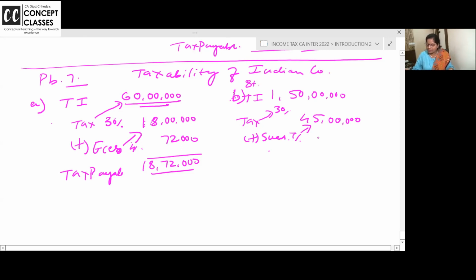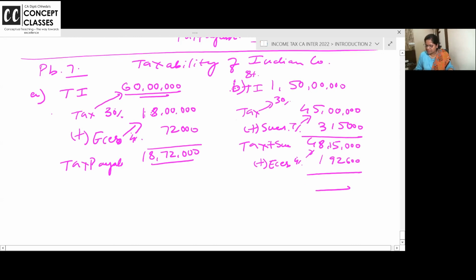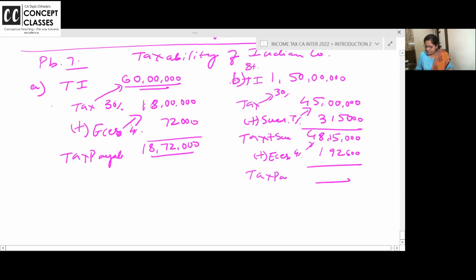45 lakhs पे 7%. कितना आ रहा है? 3,15,000. What is tax plus surcharge? 48,15,000. And on that, cess says 4%, 1,92,600. So total is 50,07,600. Take your time. I'm here only. पूछो कोई डाउट है तो.